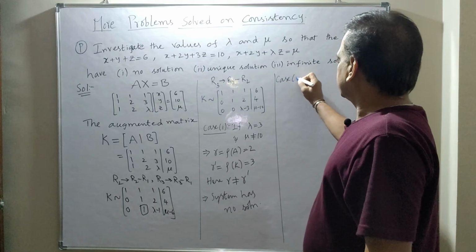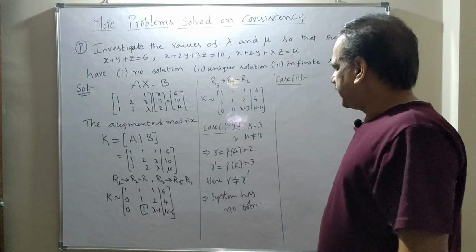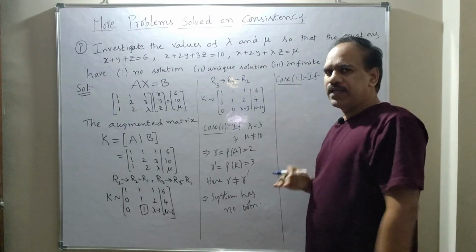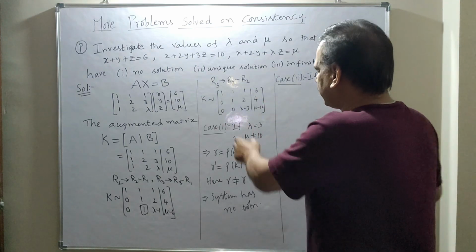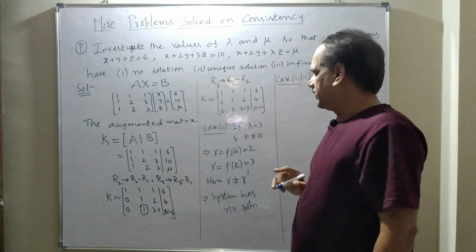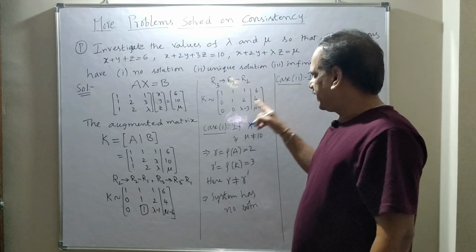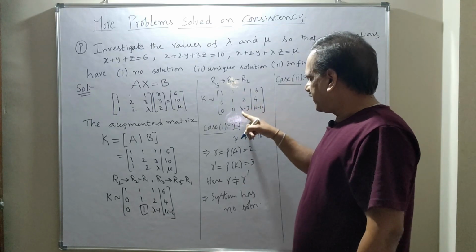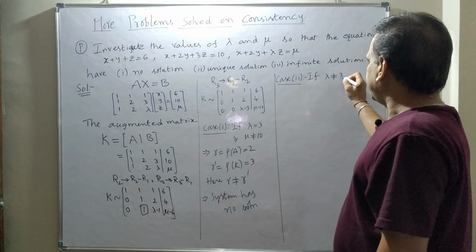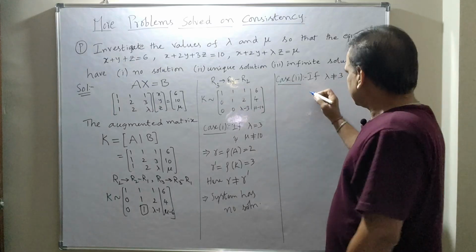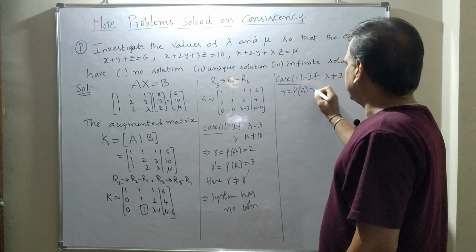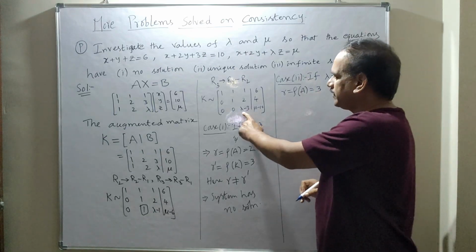Next, case 2. When it comes to case 2, if it's a unique solution means what? R equal to R dash equal to N. What is N here? N is 3. Number of unknowns is 3, X, Y, Z. So here the rank must be 3. Here also the rank of K must be 3. For that, you have to take lambda not equal to 3. If lambda is not equal to 3, what happens to rank of A? It is 3. If lambda is not equal to 3, this becomes non-zero.